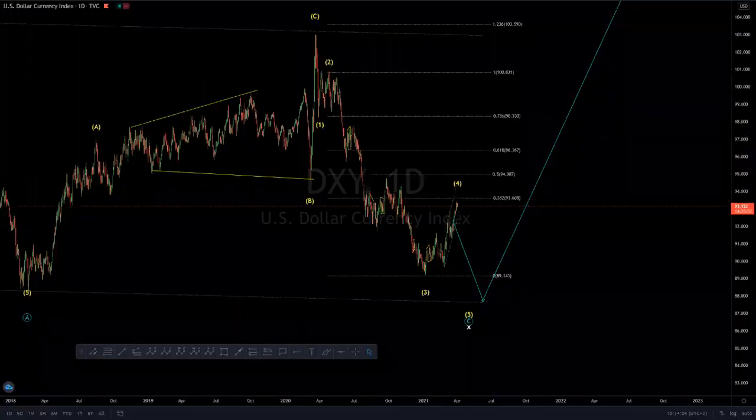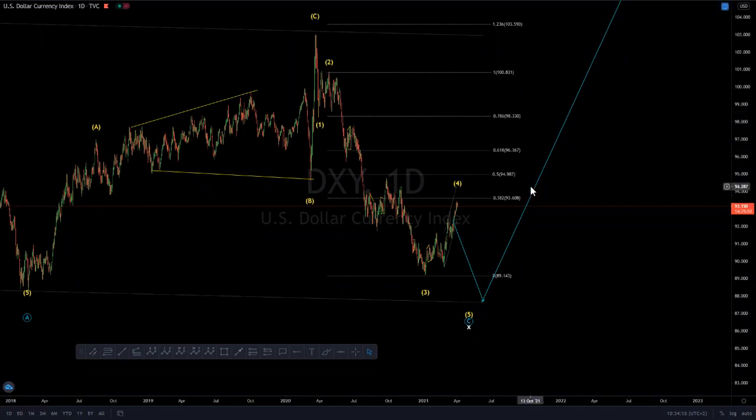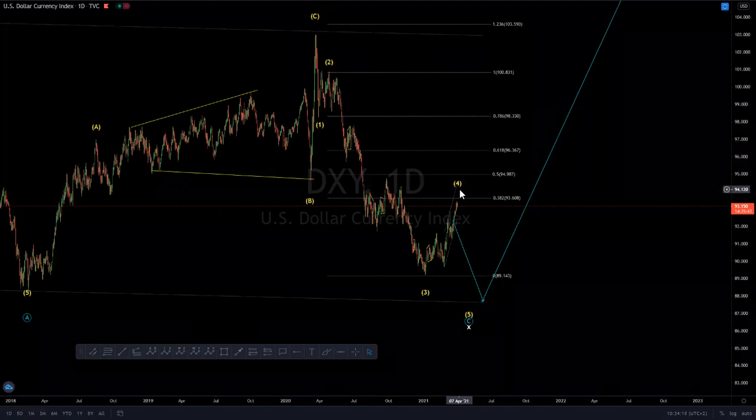All right, sorry about that. So as I was saying, on the 4-hourly, we can see that the dollar index is in the blue box, and on the 1-hourly as well. So we're looking for a move to the downside. Even if they break that blue box higher, I would still not be interested in buying the dollar index.